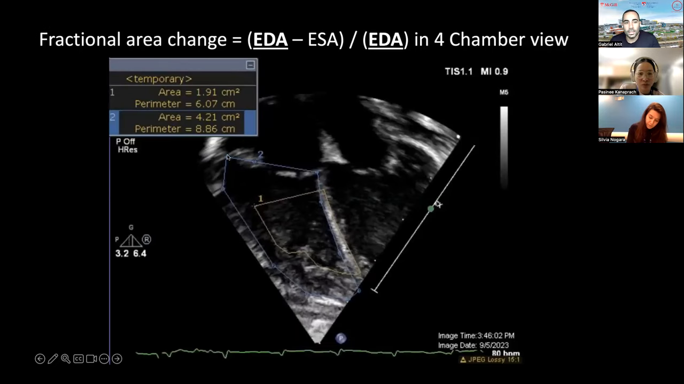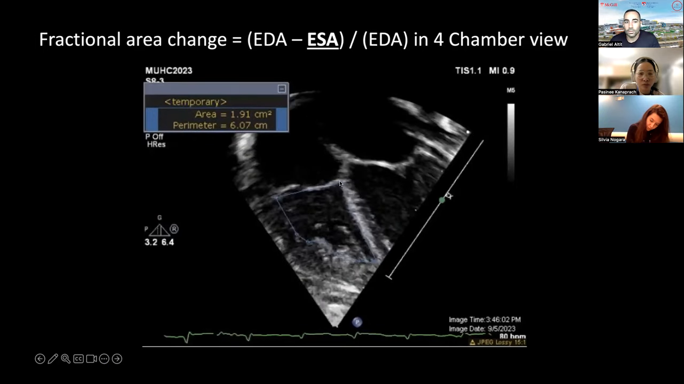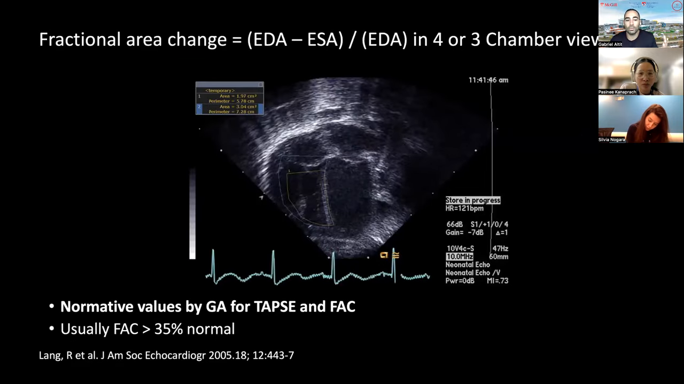I'll give you another example. You see, I trace, and then I click, and it's a straight line. Same thing when I go in systole, I trace as a straight line. So that's how the MRI studies were done, and they showed good correlation between fractional area change and ejection fraction of the RV. So the fractional area change is basically the area in diastole minus the area in systole, all of this divided by end diastolic area, and typically above 35% is normal. And when you start getting below 30%, that's when you start having concern that there's some degree of RV systolic dysfunction.